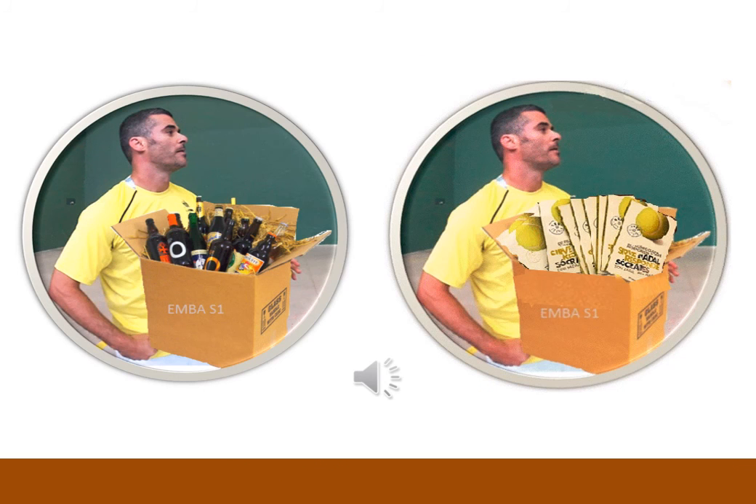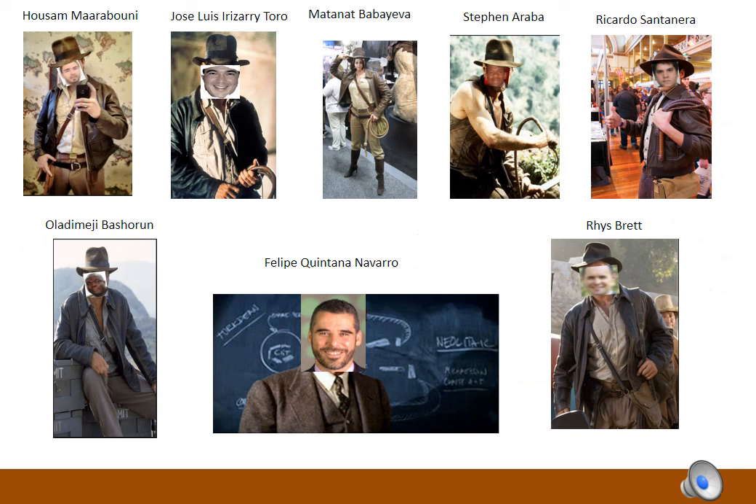We need to remember that despite some sectors having more tendency to the bullwhip effect than others, this game simulator does not apply only to beers. It can be applied to any other product with circumstances similar to the ones that Matanat introduced earlier in this video. I hope you enjoyed and learned from this introductory video.